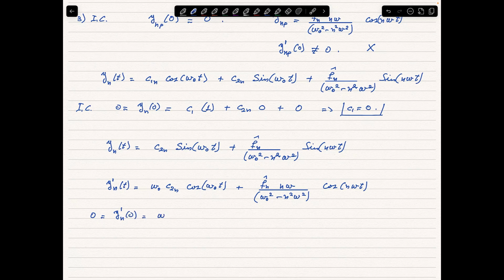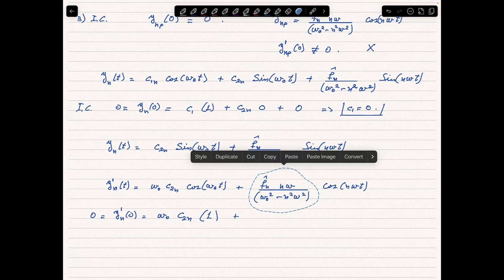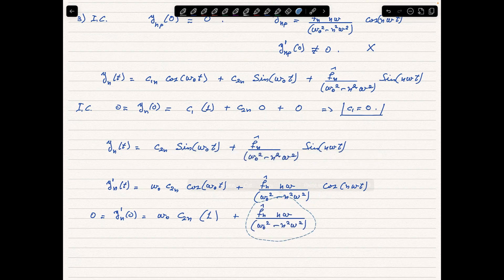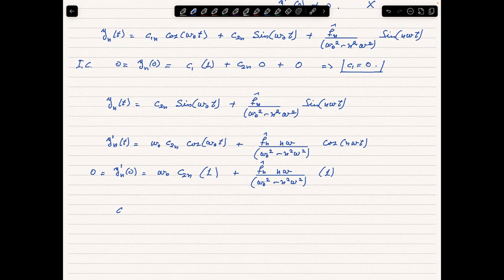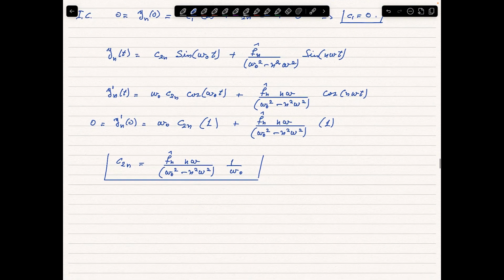And then we are going to have omega 0 C2n multiplied by 1, and then this horrible coefficient, copy, we are going to put it right here, multiplied also by 1. We compute C2n. You see, it depends on n. That's why I added a subindex n. And it's going to be that horrible coefficient, and also divided by 1 over omega 0. So that's that. That is our solution.